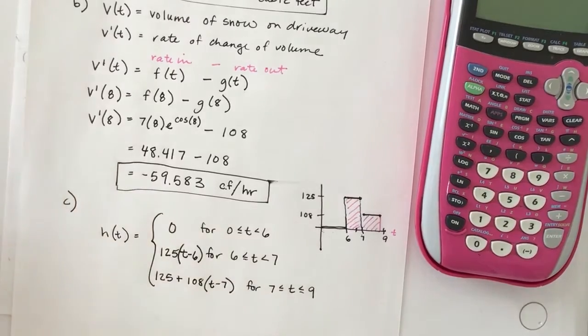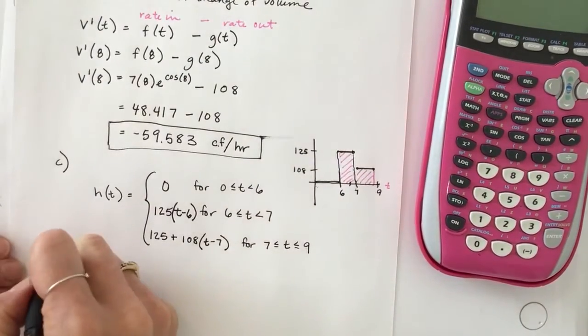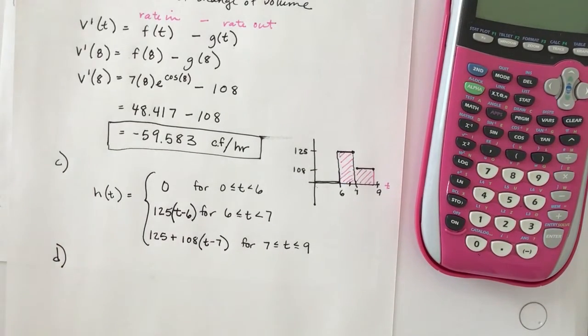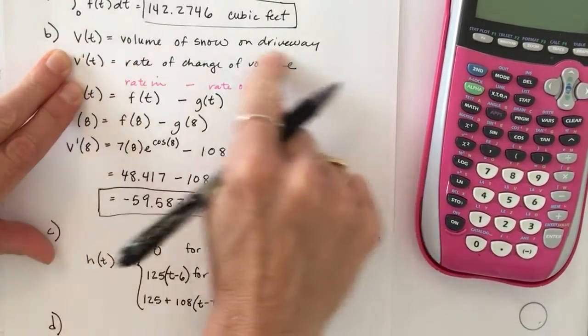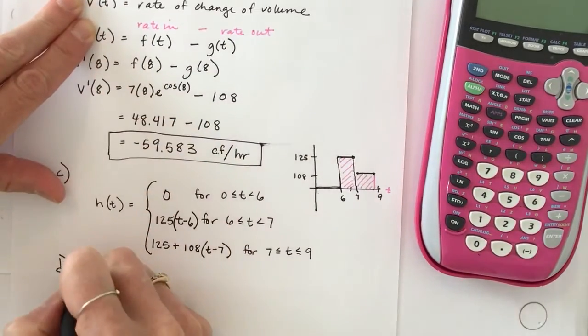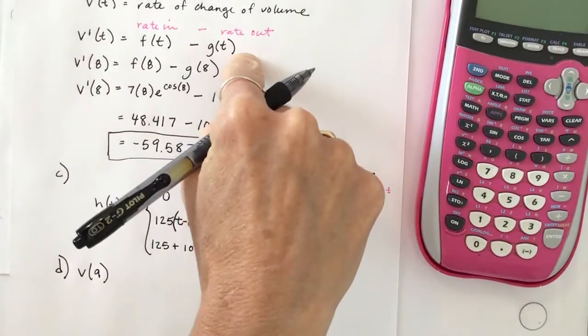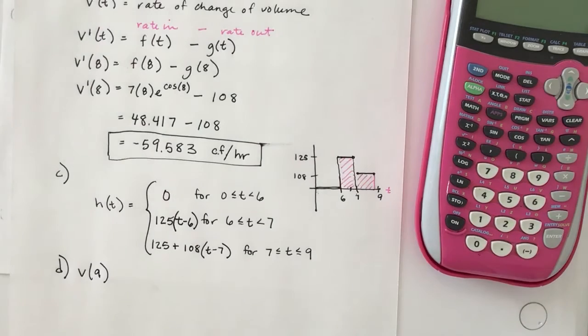That gives us that. Okay, and now we're on to the last part, D. How many cubic feet of snow are on the driveway at 9 a.m.? So I'm going to go back to part B, volume of snow on driveway. This is what I want to find. I want to find V of 9, right? Well, we have V prime of t. Can we anti-derive from what we know to what we want to know? I think we can do it.